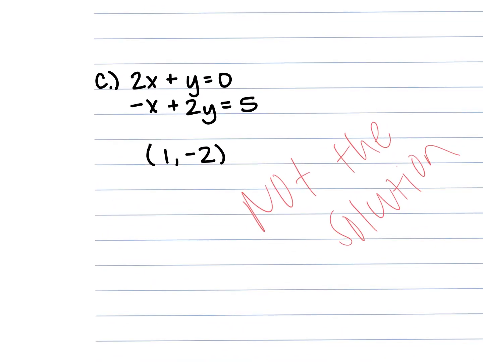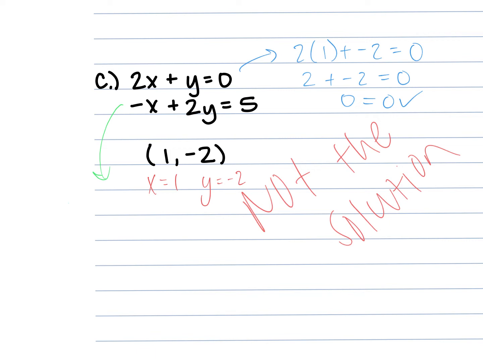Go ahead, Addison. I did x equals 1 and y equals negative 2. And then for the first equation, I did 2 times 1 plus negative 2 equals 0. And then 2 plus negative 2 equals 0. 0 equals 0. So it worked? Yes. Perfect. And then for the second one, I did negative 1 plus negative 4 equals 5.